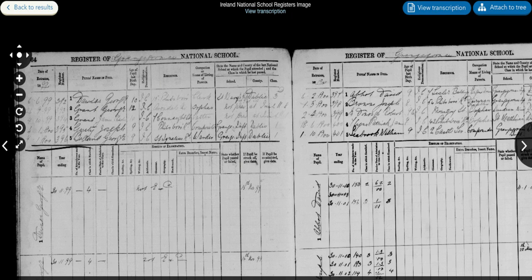A quick way to tell if your ancestor was literate and could read or write is to have a look at the signatures, especially on things like marriage certificates. If you've got your little cross and it says "mark of", then the chances are that they couldn't write their name.